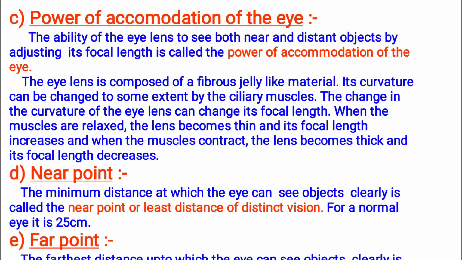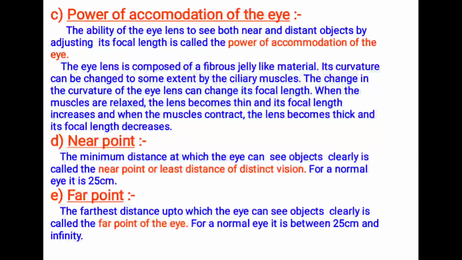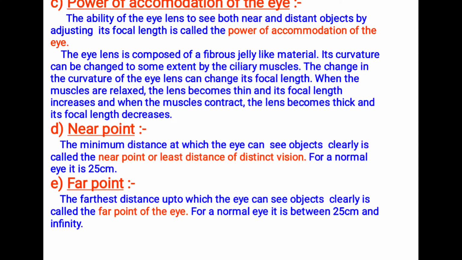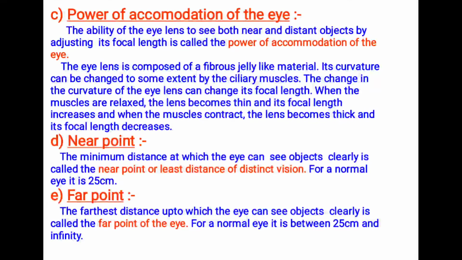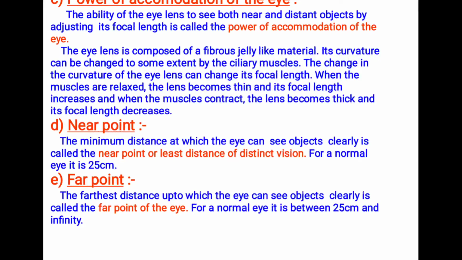The near point is the minimum distance at which the eye can see objects clearly, called the near point, or the least distance of distinct vision. In competitive exams they can ask what is the minimum distance for our eye to focus, and it is 25 centimeters. In the same way, the farthest distance up to which the eye can see objects clearly is called the far point of the eye. For a normal eye, it is between 25 centimeters and infinity.